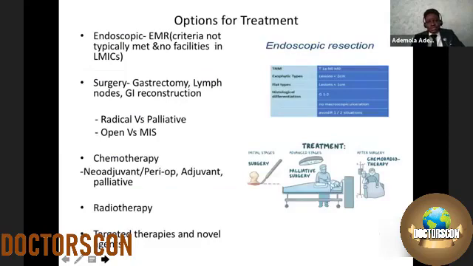So in terms of treatment options, we know that endoscopic mucosal resection is the ideal for T1A, N0, M0 tumors. Unfortunately, we don't have access to that, and many of our patients don't even fit that criteria. Surgery is the mainstay of treatment for our patients, and it involves a tripod of gastrectomy, appropriate lymph node dissection, and appropriate GI reconstruction. And it could be radical or palliative, depending on the patient's presentation.